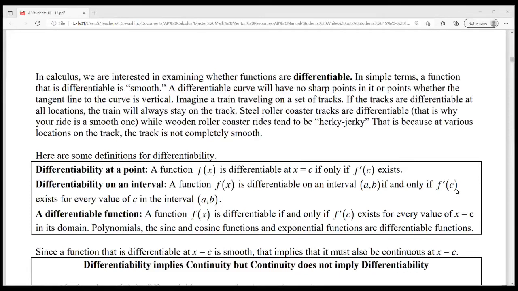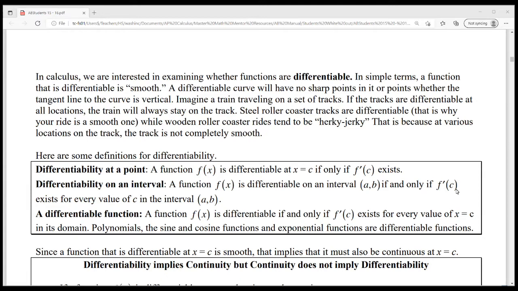This is chapter 15, Continuity and Differentiability of Master Math Mentor's AP Calculus AB manual. We're going to be looking at the second part of that today, talking about differentiability. In calculus, we're interested in examining whether functions are differentiable or not.